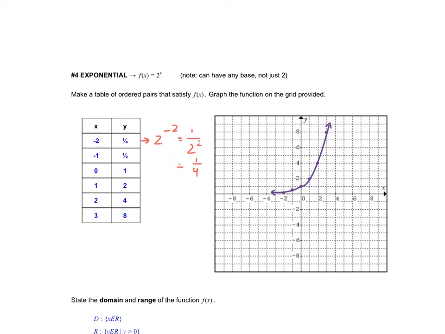Now when you plot those key points, you get this shape here. You will notice that to the right it gets larger and larger, and to the left it gets smaller and smaller, but never actually approaches 0.